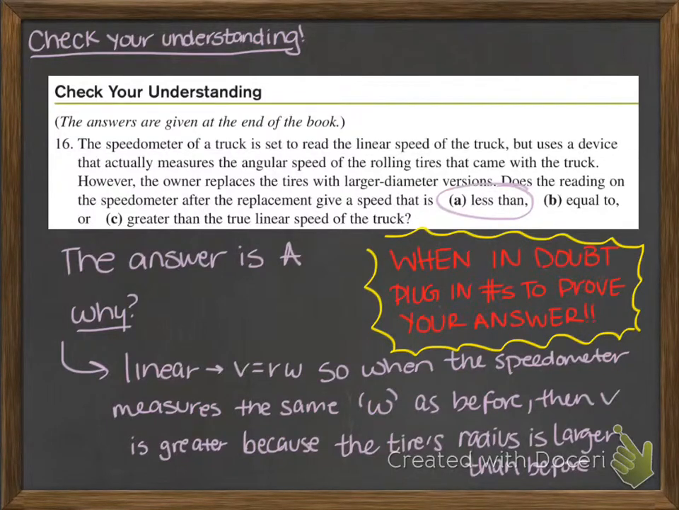So the answer is A, less than. Why? Linear speed equals tangential velocity equals radius times angular velocity. So when the speedometer measures the same w as before, the true velocity is greater because the tire's radius is larger than before. If you're ever in doubt about whether it's equal to, less than, or greater than, just plug in numbers to prove your point, and you can find the ratio between the two to find your answer.